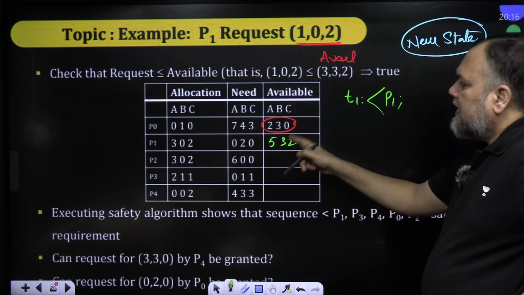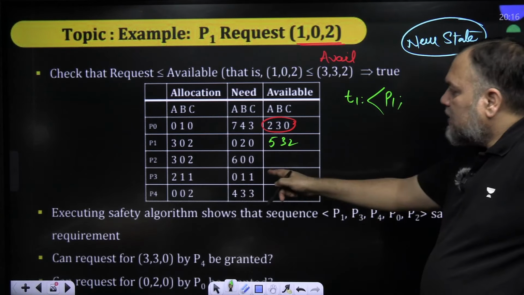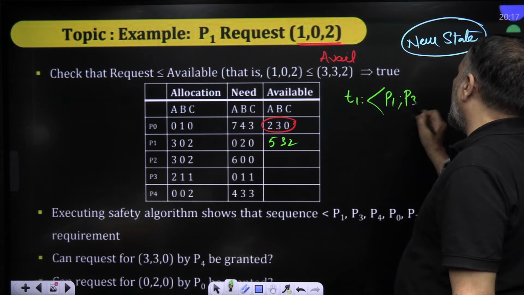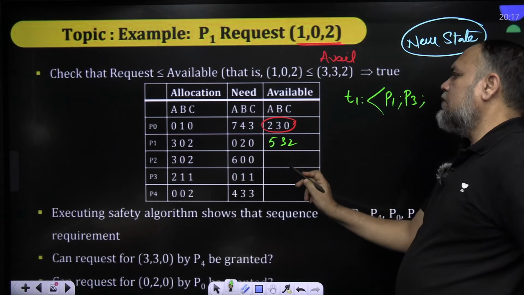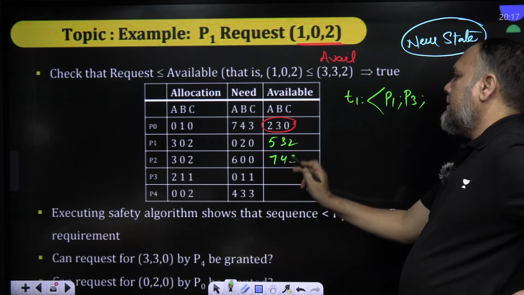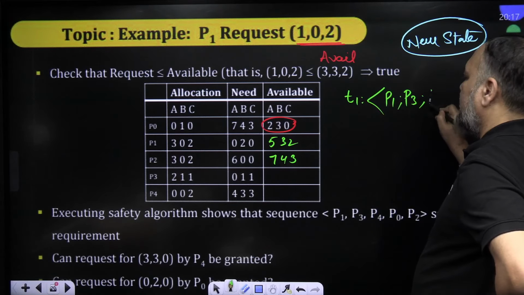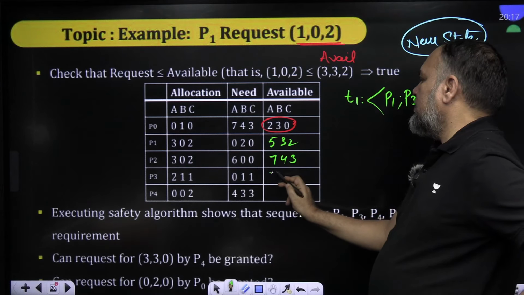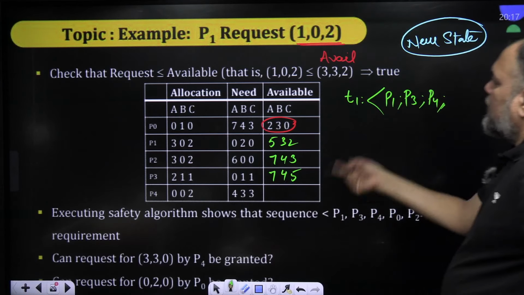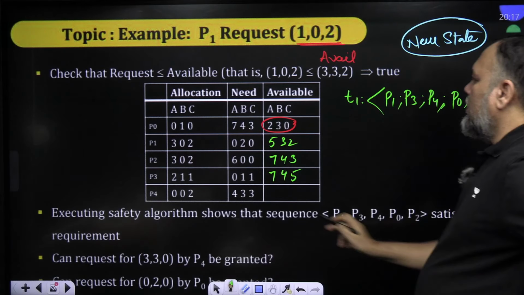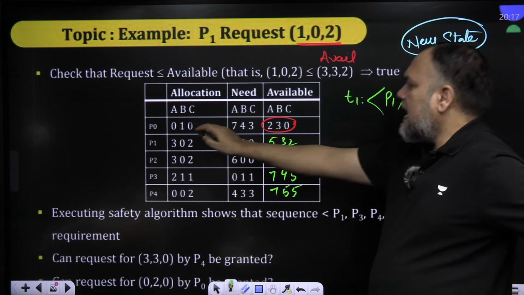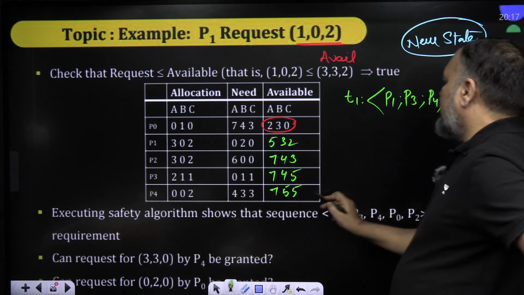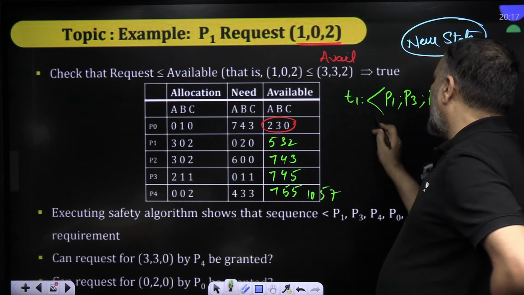With 532, can I satisfy the need of process P2? No. Can I satisfy the need of P3? Yes, we can. If I complete P3, for example, my new available will become 743. With 743, I can next take up P4. Taking P4, my new available becomes 745. Then after that I can take up P0, and my new available will become 755. Why? Add allocation to available, that's what I'm doing. And then I will take up P2. So it will become 1057 again. So therefore, the system is safe.